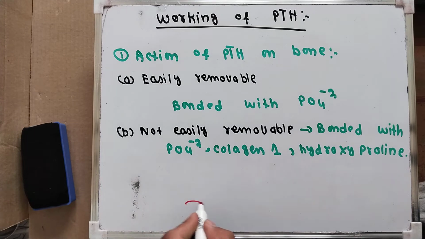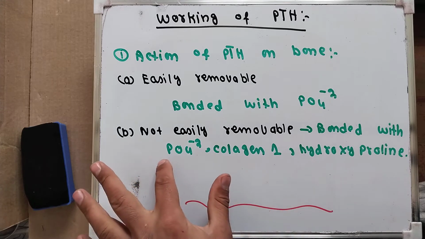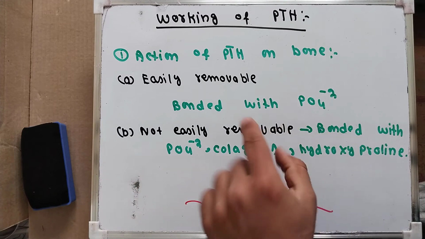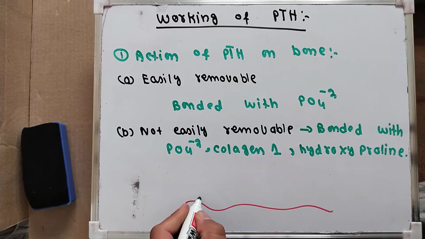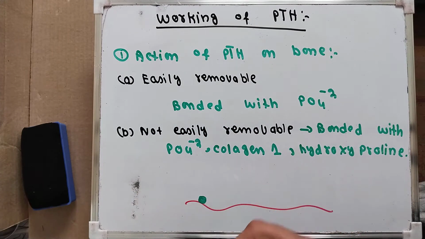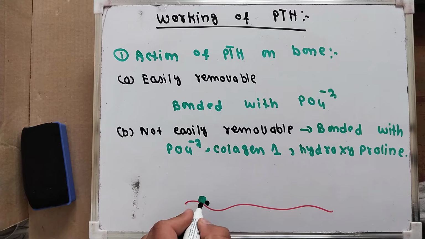For example, this is collagen type 1, and on this type 1 collagen, all the molecules, phosphate, hydroxyproline and calcium ion, are present. For example, this is hydroxyproline, this is calcium ion, and this is phosphate, and this is collagen type 1, hydroxyproline, phosphate, calcium ion and collagen type 1. These are present in this form at different places, at different points.